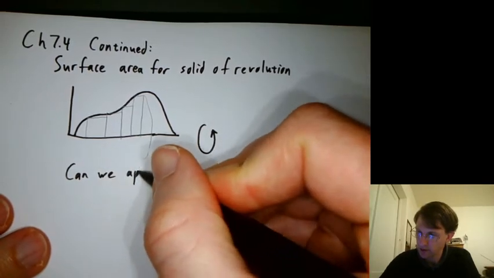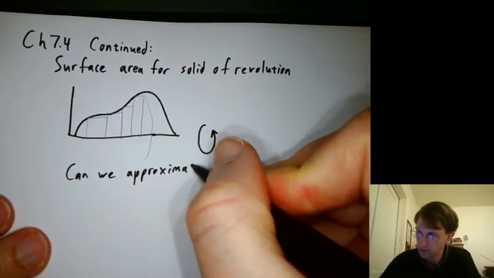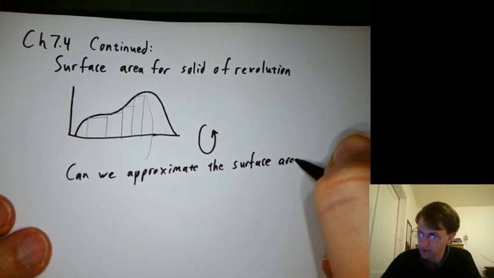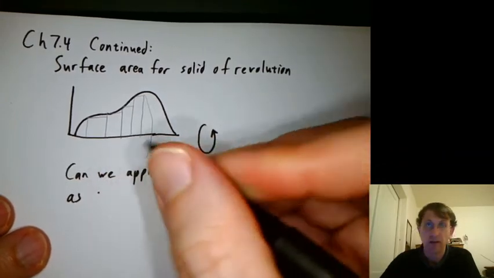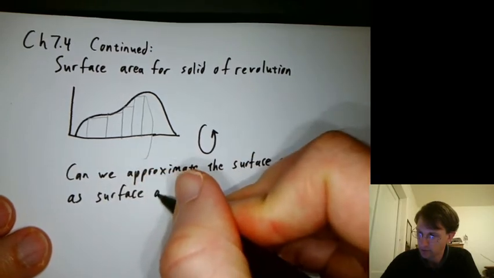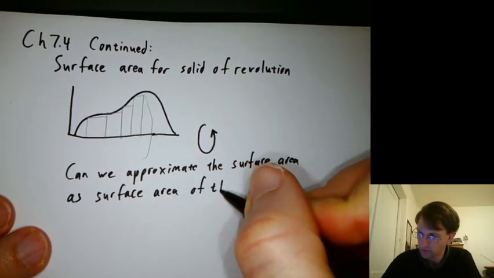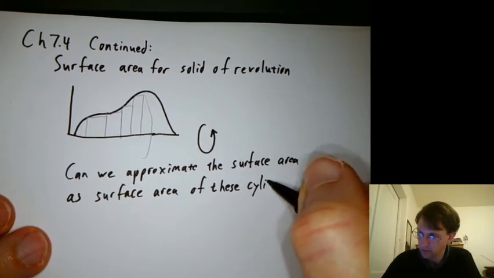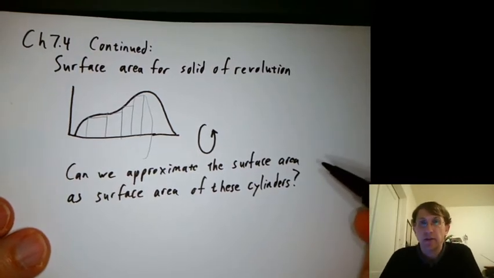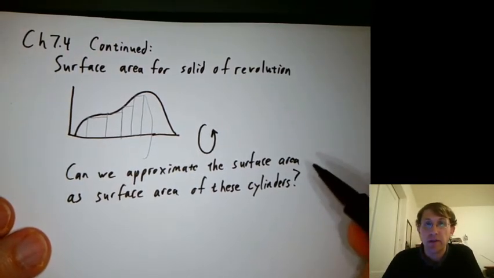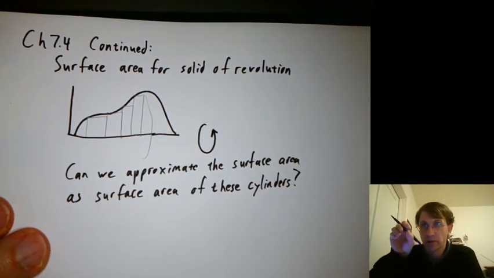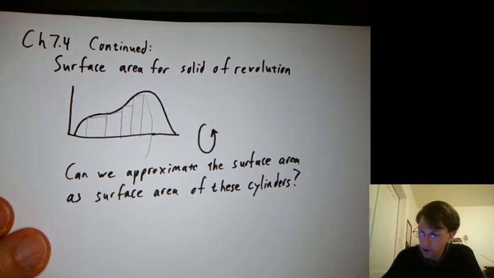So can we approximate surface area as the surface area of these cylinders? Well, anything's an approximation for anything, right? The big question in calculus is, would the approximation get better if you used more cylinders that were each narrower? Hopefully it would.